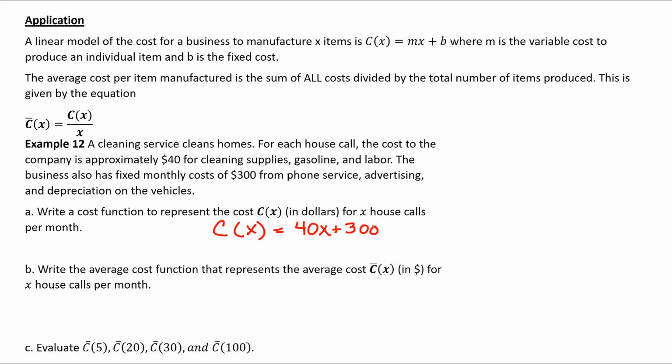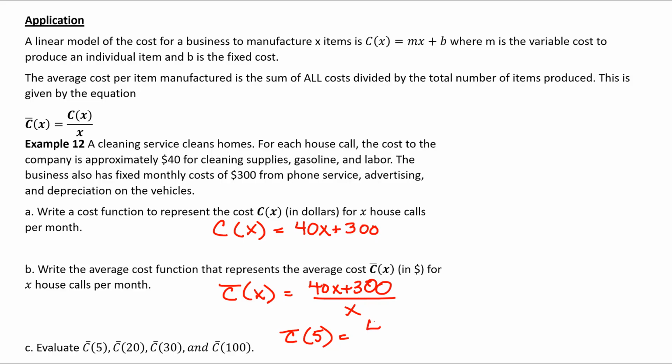So in that case, that C bar of X is going to equal your cost function, 40X plus 300, divided by how many house calls you made, which is X. So you're adding up all your costs now and dividing by the number of house calls, and that's going to give you your average cost per house call. So we're going to evaluate C bar of 5, C bar of 20, C bar of 30, and C bar of 100.